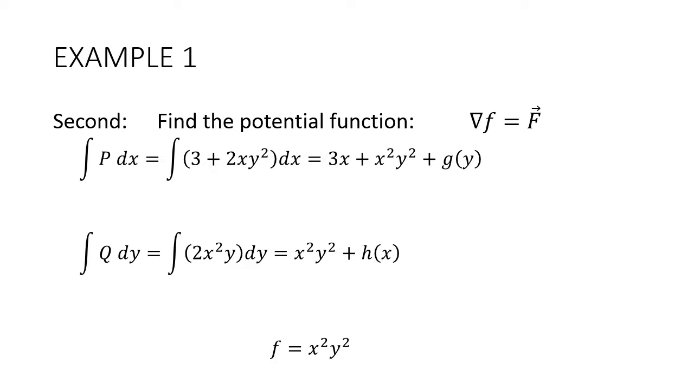So I had that 3x from my first integral. That 3x is going to match up with having just a function of x from my second integral. So h of x, my function of x, is just 3x. So we're absolutely going to include that. And then what about that g of y? Well, is there any other function of y? No, there's nothing else we need. That's not even going to matter in this case. So my potential function is just going to be x squared y squared plus 3x.